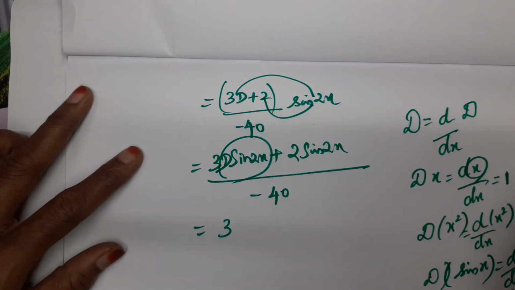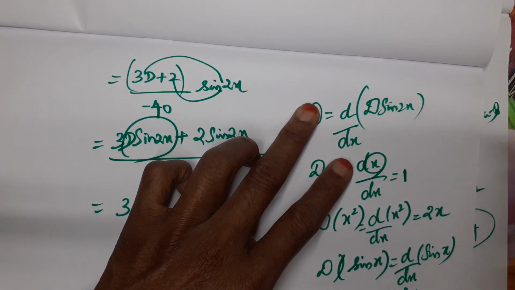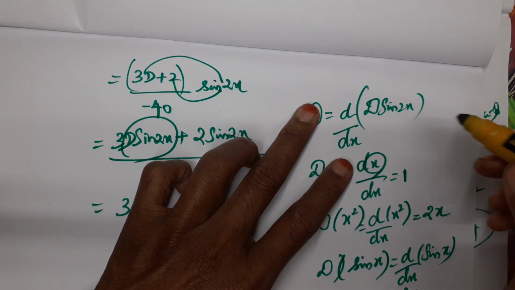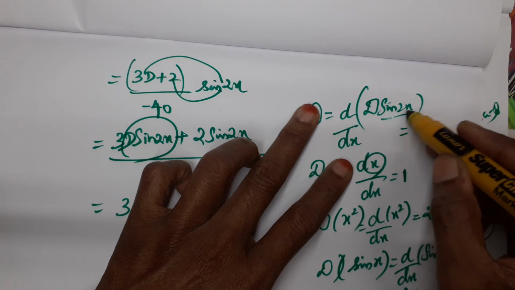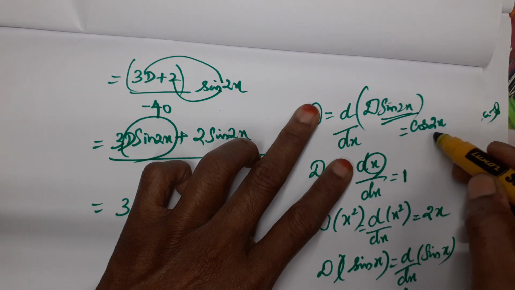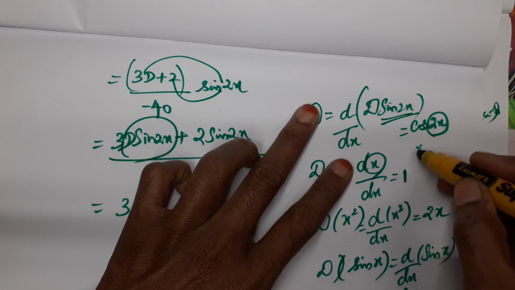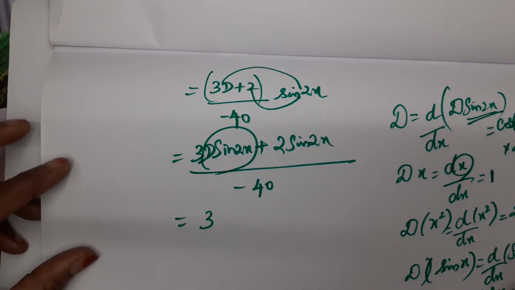What is d of sine 2x? Differentiating sine 2x with respect to x. When we differentiate sine x, it is cos x. In the same way, we have to differentiate. It is cos 2x into this 2x has to be differentiated. So when we differentiate 2x, we are getting 2. So finally, it is 2 cos 2x.